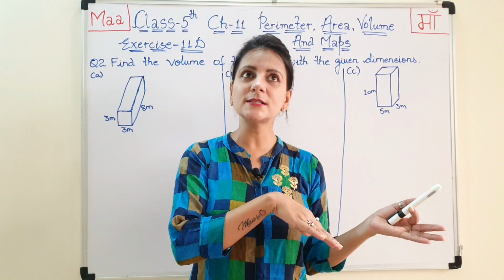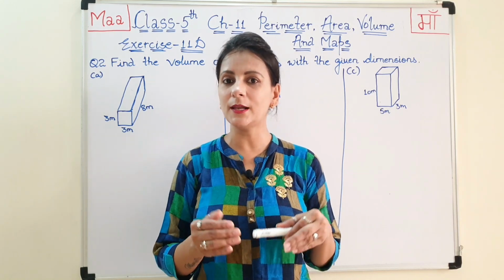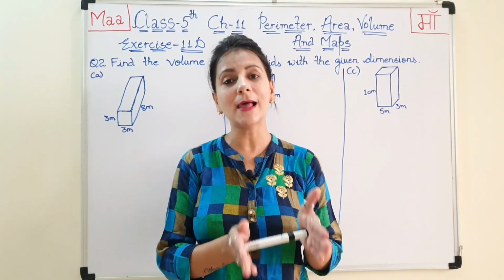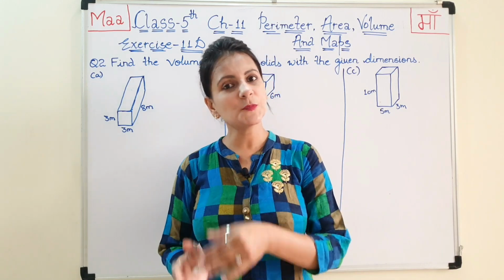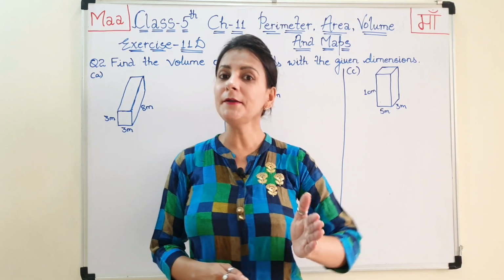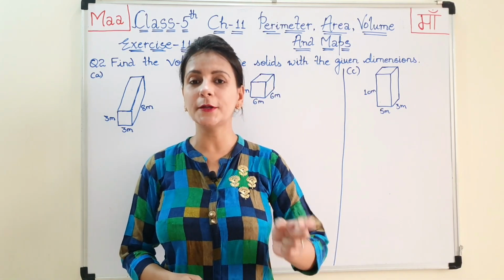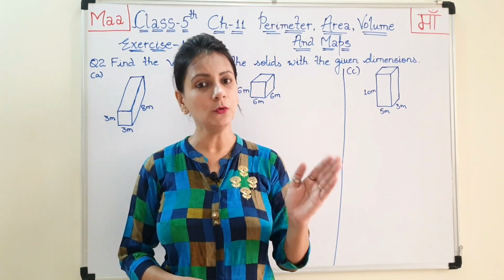So you have to remember these two formulas for solving this exercise. In exercise 11B, I told you to remember the formula of area of rectangle and the area of square, that was length into breadth in area of rectangle, and side into side in area of square. But in this particular exercise you have to remember the volume of cuboid and the volume of cube. So the volume of cuboid, as I told you, is length into breadth into height, and the volume of cube is side into side into side.